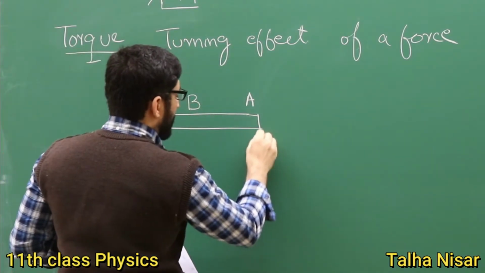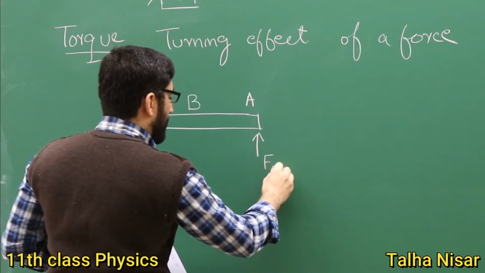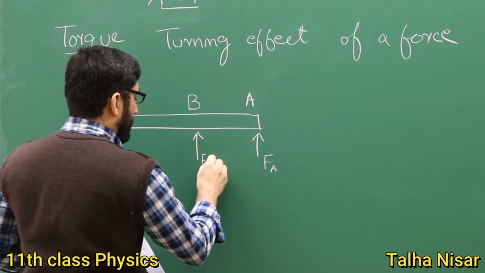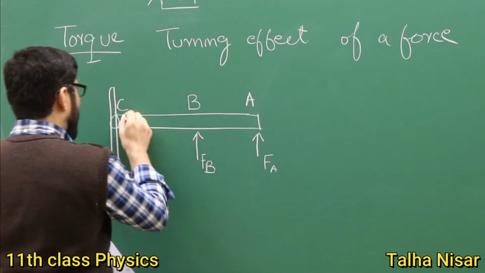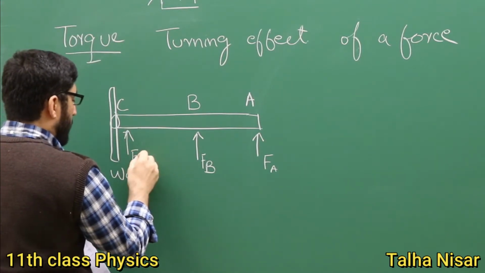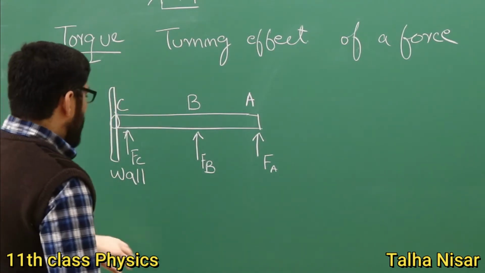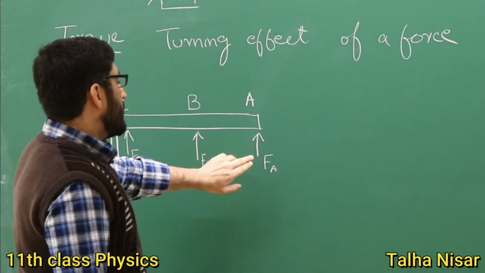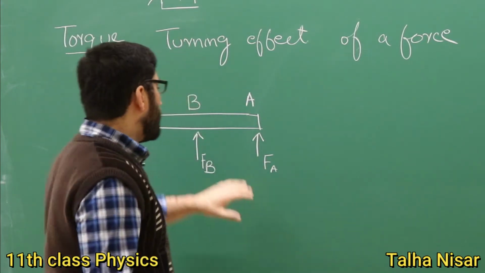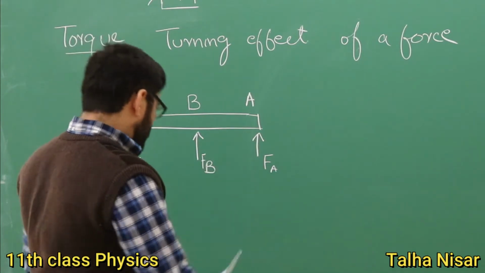What will happen if we apply a force here? So this is a force A. If we apply a force here, this is a force B, and then we apply a force here. So what's the difference between these 3 points? If we apply a force here, it will be easier to move or to push this door.